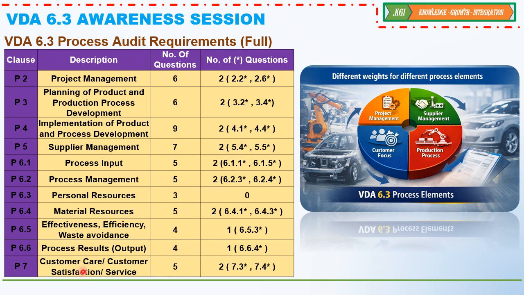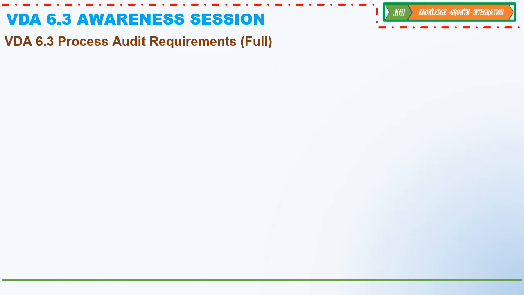P7 denotes customer care, customer satisfaction and services. The total number of questions is 5 and 2 mandatory questions are there under this clause.